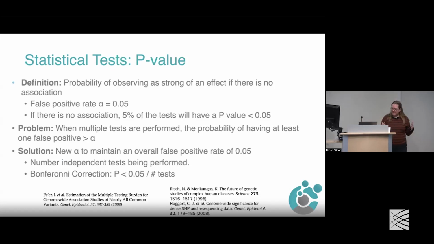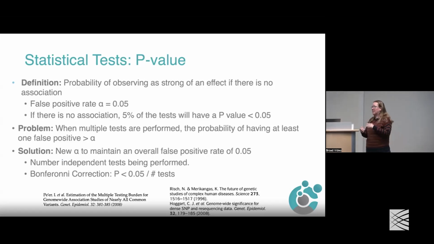When you perform a statistical test, you're going to have a p-value as a result of the statistical test. The definition of a p-value is a probability, so it's a chance of observing as strong of an effect as the one you have in front of you for that particular variant if there is no association. Getting into some more statistical language, if this is unfamiliar to you, then I would invite you to go and explore some of the fundamentals of biostatistics.